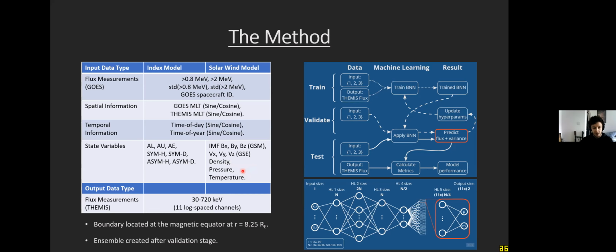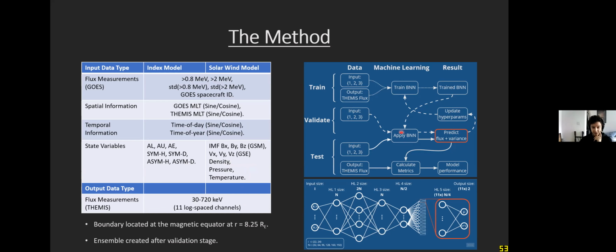And then what we're trying to predict here is not just a single value of the flux and an associated variance, but actually in a single model trying to predict the 11 energy channels and the 11 values of flux that Themis measures at any given time.